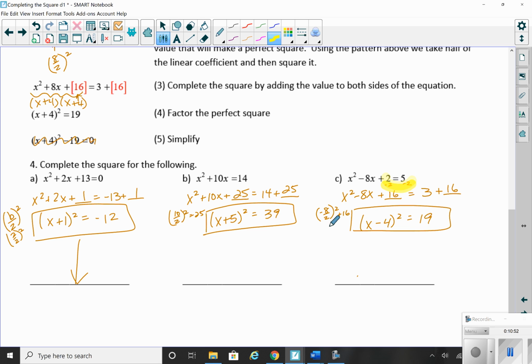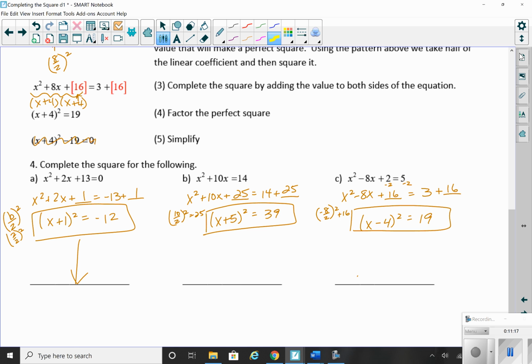Negative 8 cut in half is negative 4. Negative 4 squared is 16, so I'm adding 16 to both sides. Again, remember, anytime you square something, it's a positive value that you're adding in. So we get x minus 4, the quantity squared, equals 19. Again, notice when your b value is negative, there's a minus sign here. But if your b value is positive, there's a plus sign here. That's hopefully a pattern that you noticed back when you were in algebra completing the square.